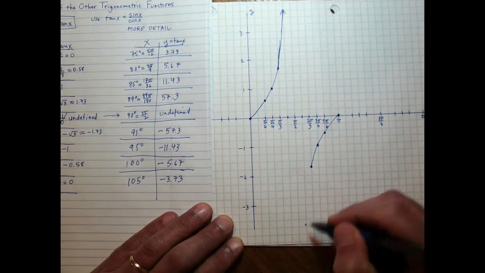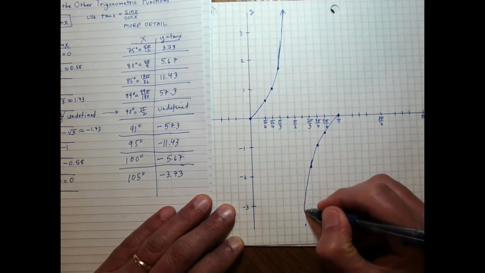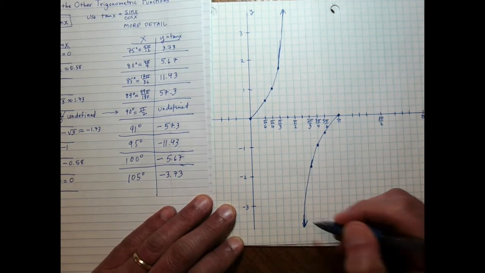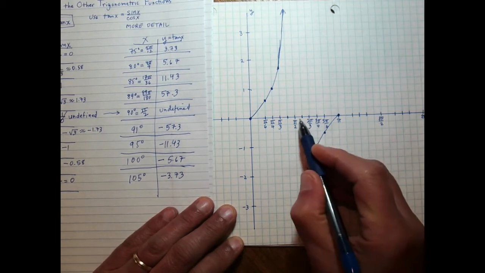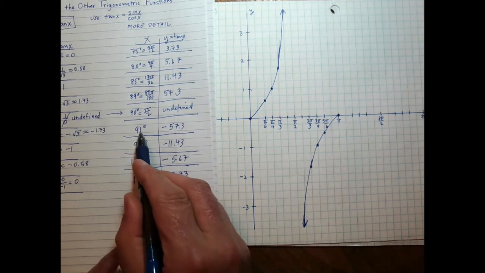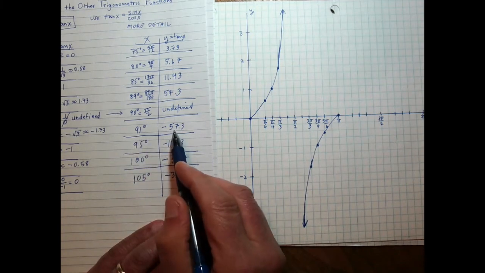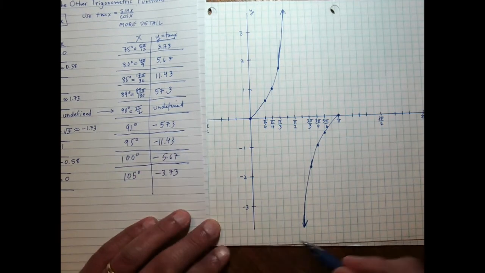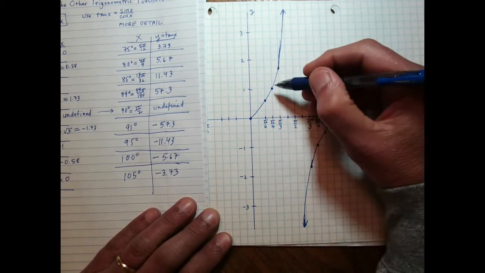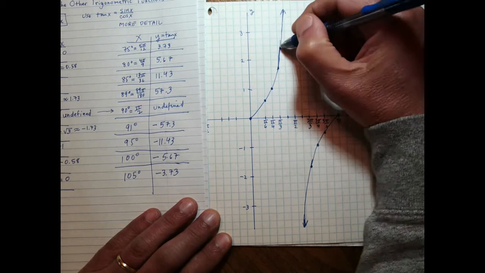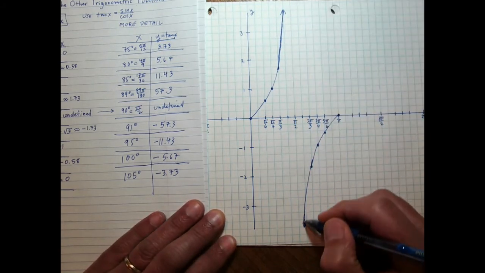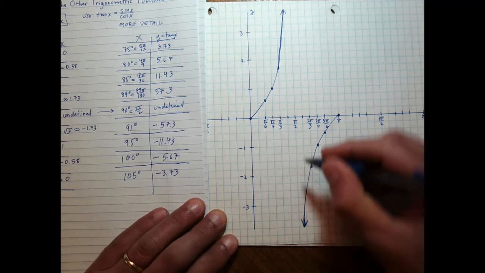So about down here, we're plunging down in a negative direction. And if we look just to the right of pi over 2, say at 91 degrees, we have a very negative number, negative 57.3. Again, that can't fit on my graph. So to one side, the graph is shooting up into space, up higher and higher. On the other side, the graph is plunging down.